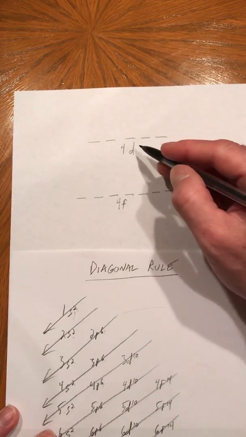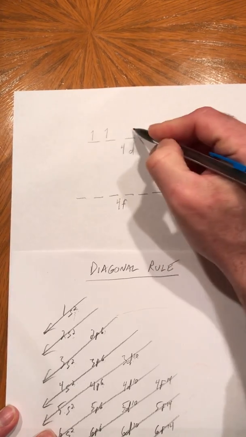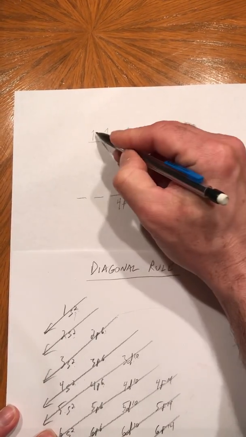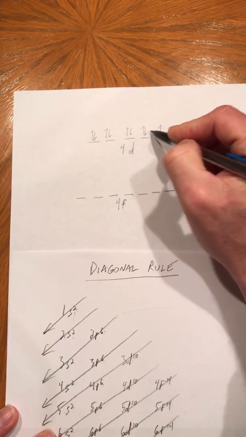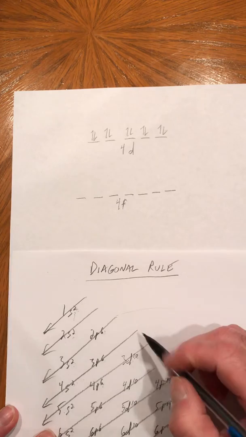Now, if we fill these up completely with 10 electrons, we would see up, up, up, up, up, down, down, down, down, down. That's 2, 4, 6, 8, 10 electrons. So that would be 4d10.